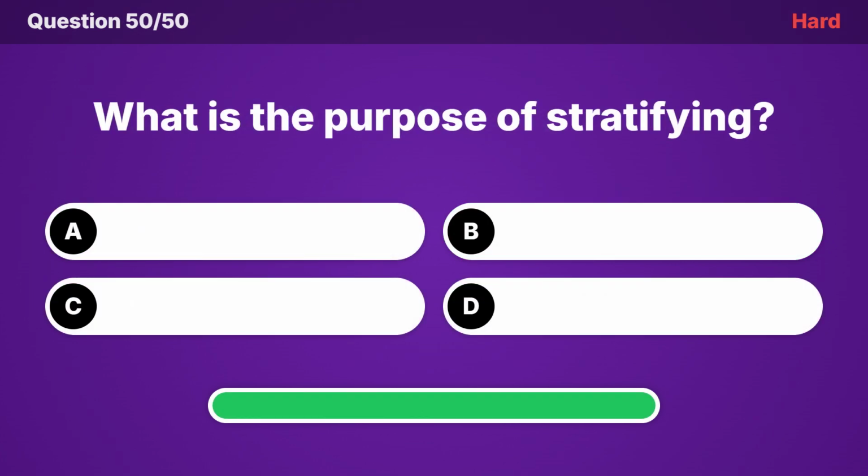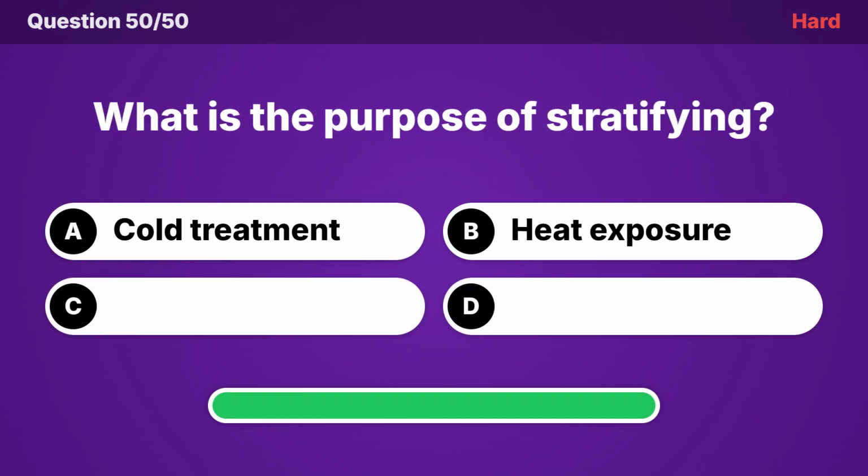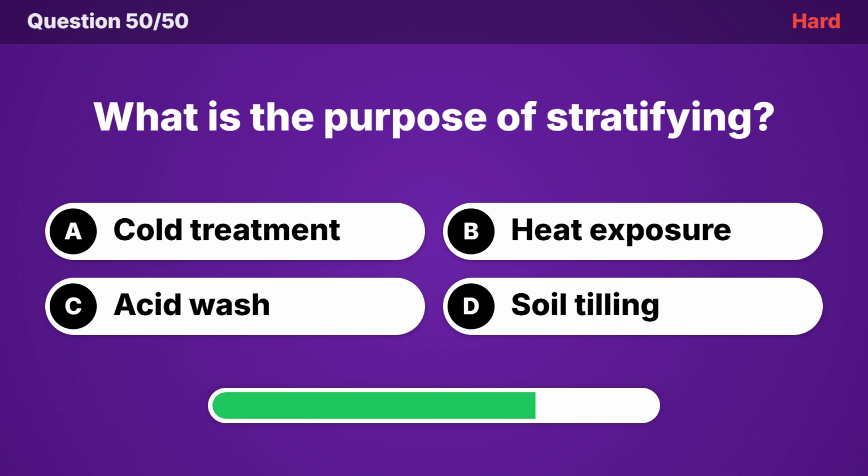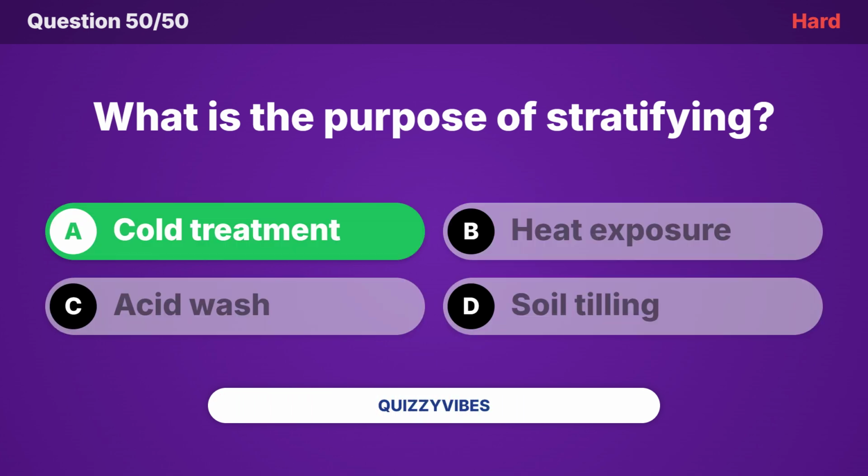What is the purpose of stratifying? The answer is cold treatment.